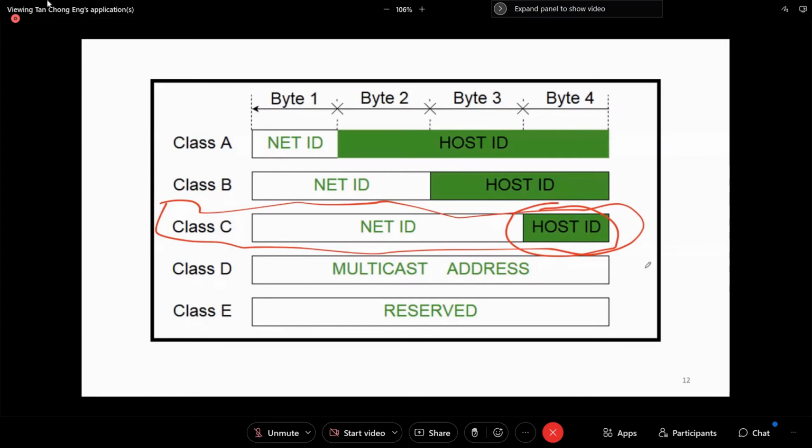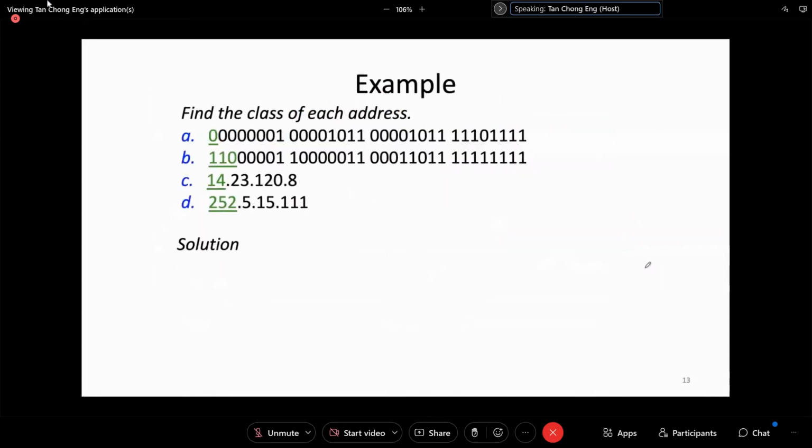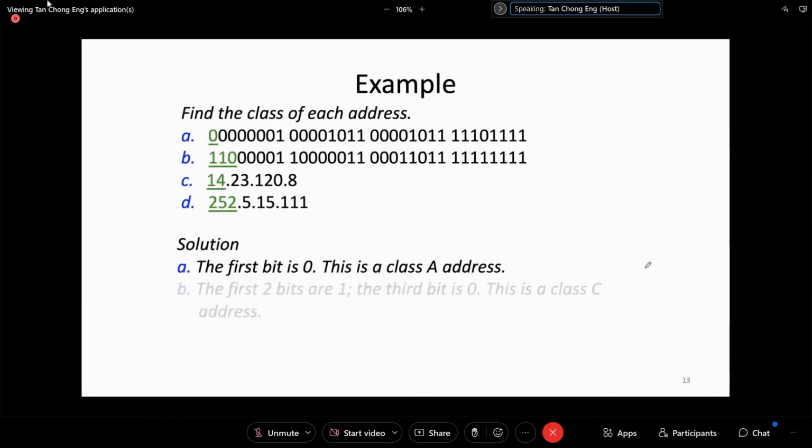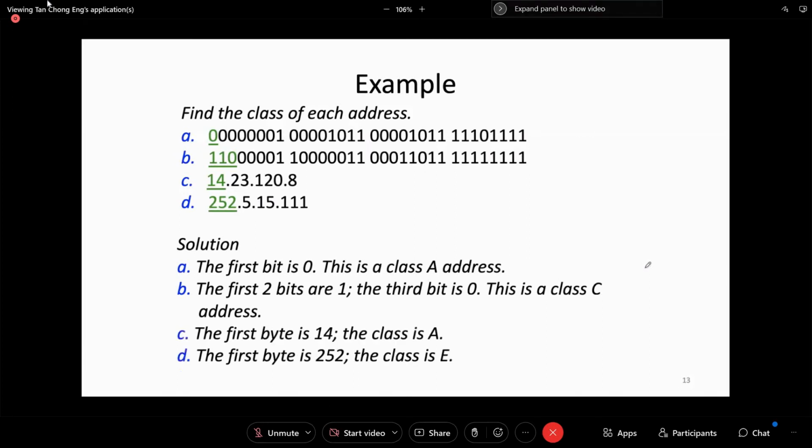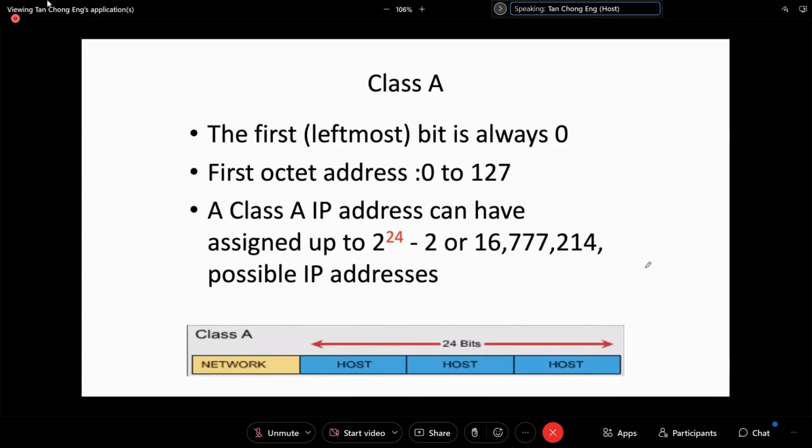Class D is reserved for multicast, and class E is reserved for future use. So these are the examples. I leave the examples to you. I think through the examples, it's very easy for you to see. I think I've just explained this to you. Okay, so class A.